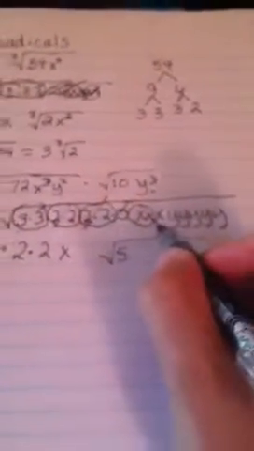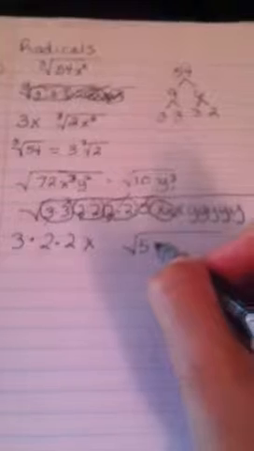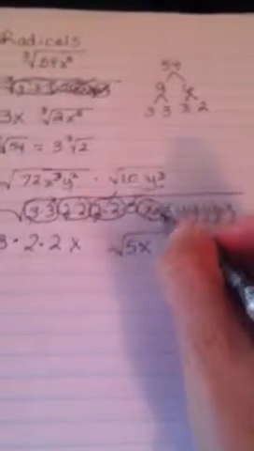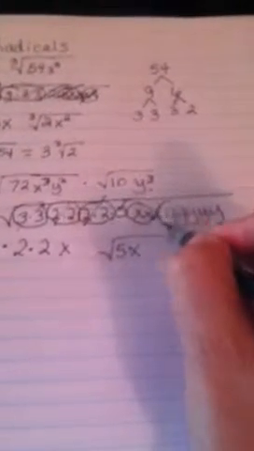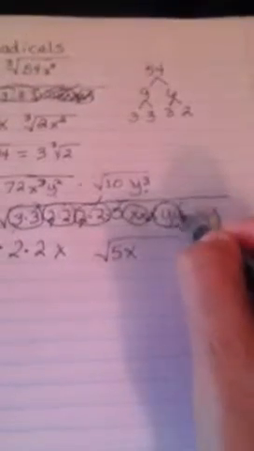Groups of 2 for my variables. That x can come out, but I did not have another x, so that one can't come out. He's going to stay under. And now that's going to come out, group of 2. That's going to come out, group of 2. And then that one's going to stay under.